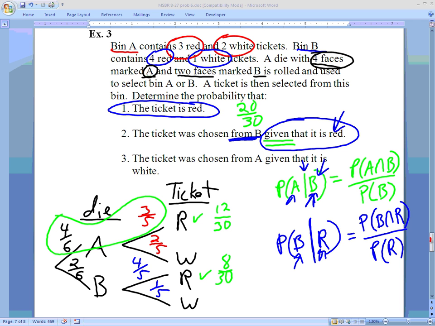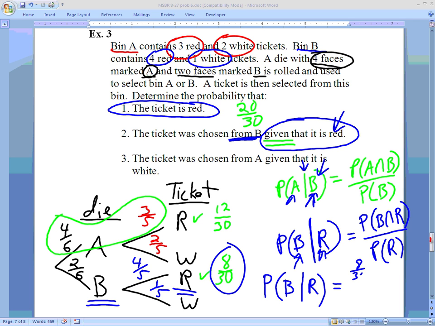Now that I've got this set up, I'm just going to throw in some numbers. So the probability that it came from bin B, given that it's a red ticket, is equal to the probability that it was from bin B and red. So let's look on our tree diagram for anywhere where we have B and red. And that would be this probability right here, 8 over 30. So that's my numerator, 8 over 30. Now it's going to be this double-decker fraction, and the denominator is just the probability of red. Well, we did that in part 1. Probability of red was 20 over 30. So I'm going to put the 20 over 30 there.